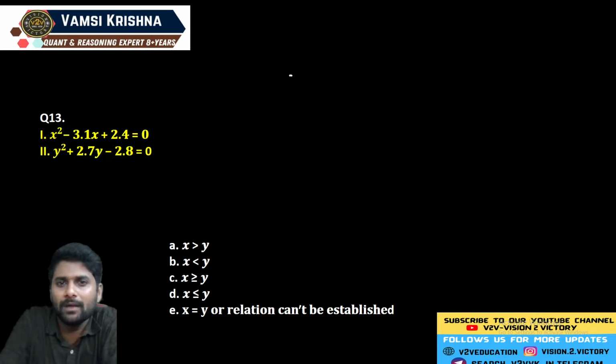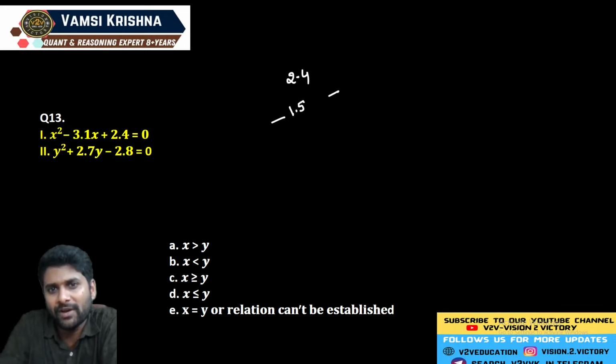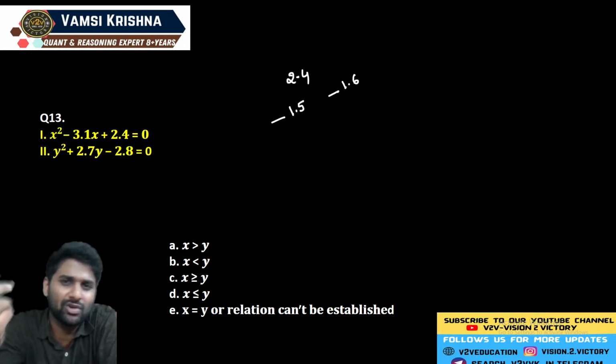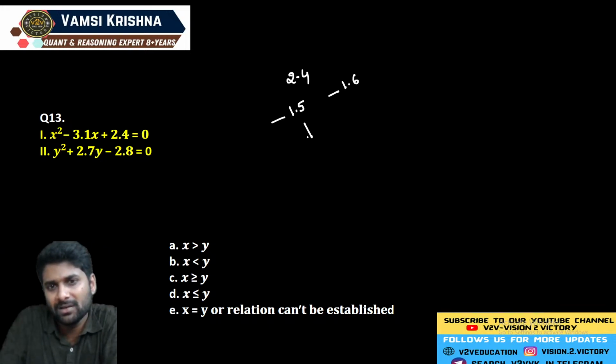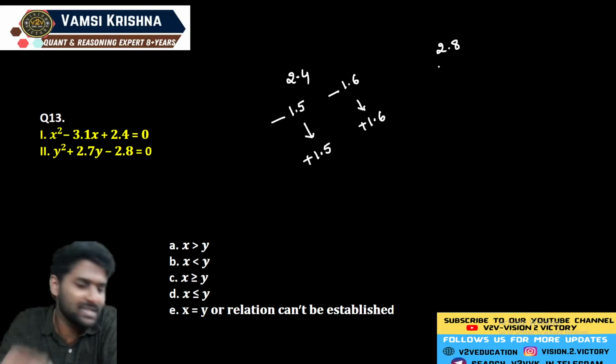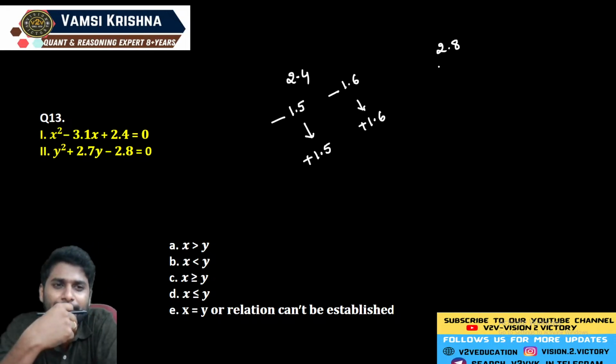Now see 2.4. So we want minus of 3.1. So what is the possibility? Definitely here the factors are 1.5 multiplied with 1.6. Why? Because 15 16s are 240, right? So here the final factors are plus 1.5 and plus 1.6. In the same way 2.8, you just tell me what are the factors for 2.8.